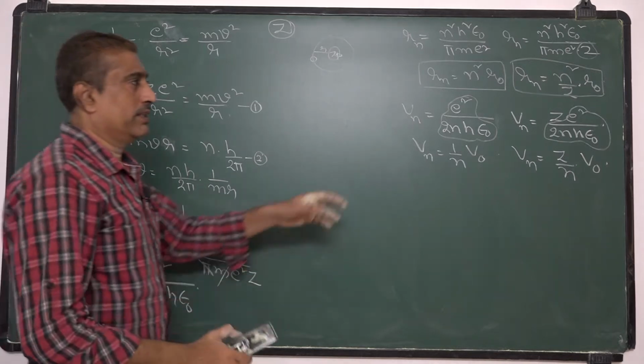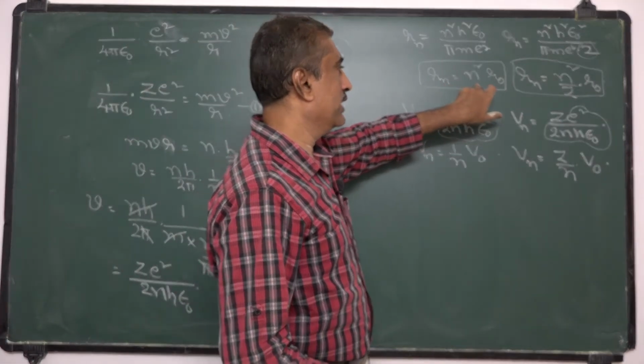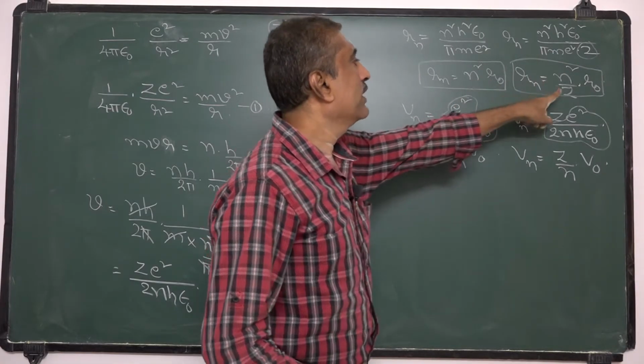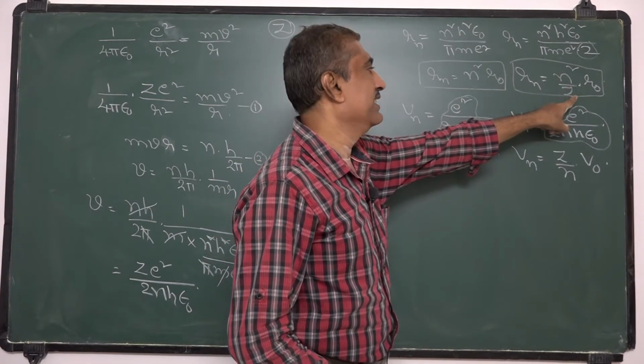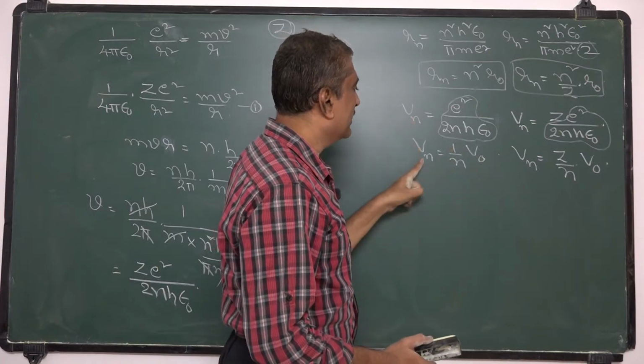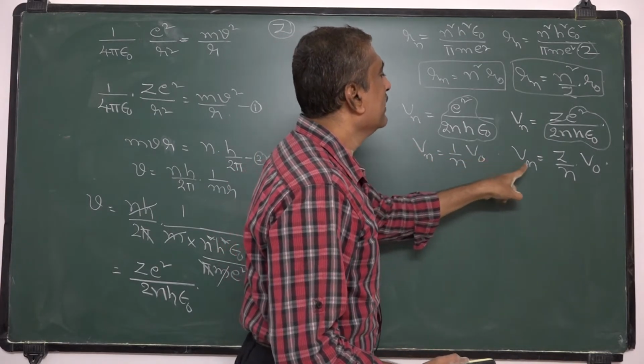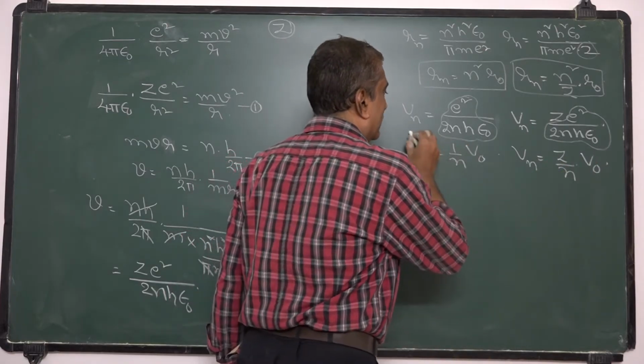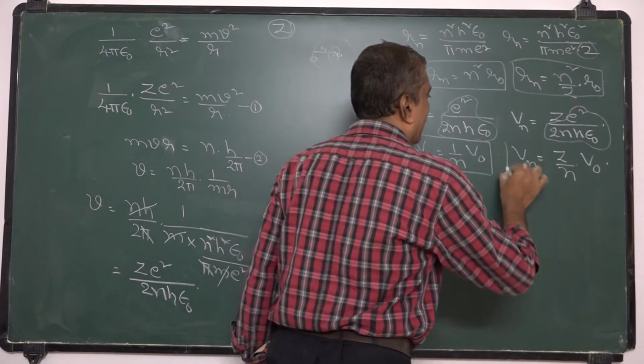Okay, you compare these two. In case of hydrogen atom, the radius of the orbit is n square r naught only simply, but here we got n square by Z, and in this case velocity is equal to 1 by n v naught. In this case we got Z by n v naught. Okay, so you remember these two also, velocity terms.